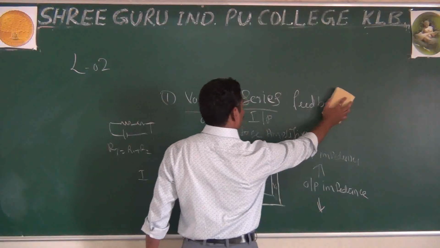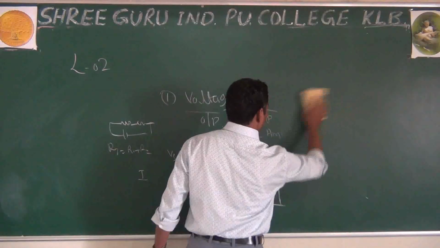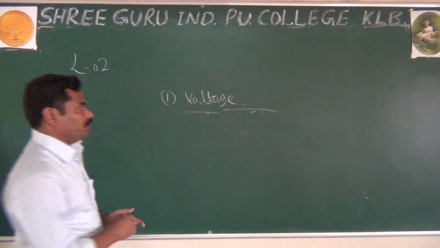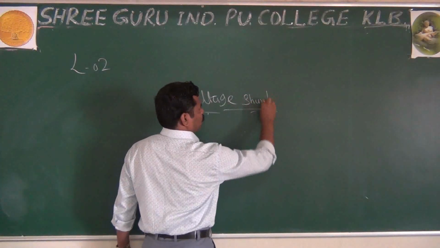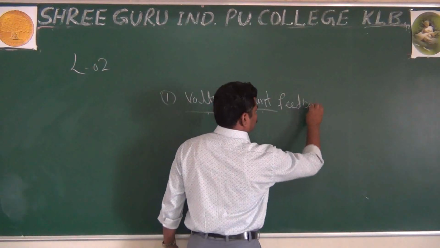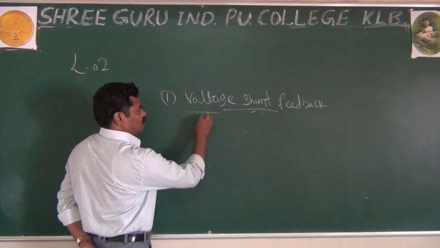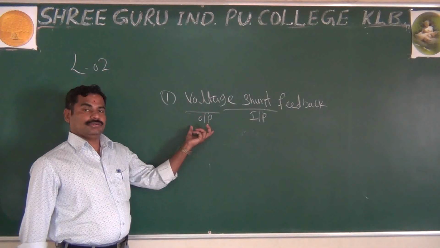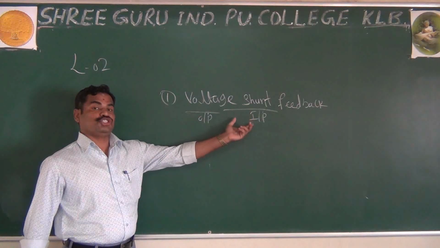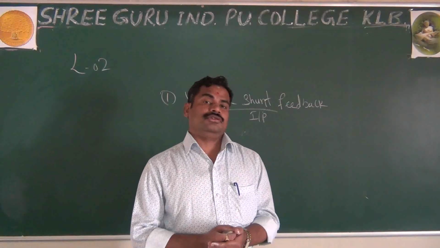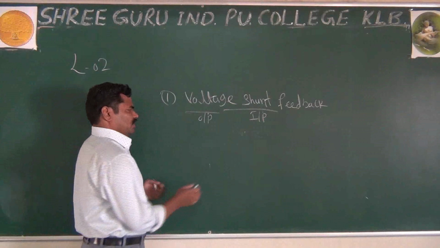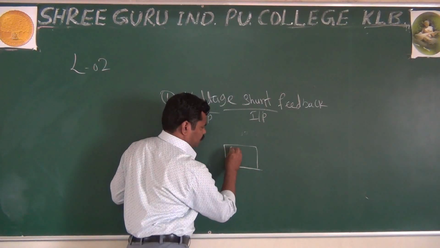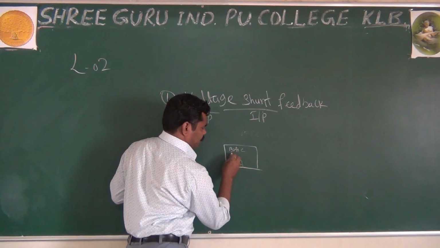That is the voltage shunt feedback. Look here, also the same: as I said, the first word indicates output and the second word indicates input. It means in the output you are taking the voltage, but in the input you are connecting shunt. Shunt is nothing but adding or subtracting current in parallel. Once again, draw the same diagram. You are connecting a basic amplifier.